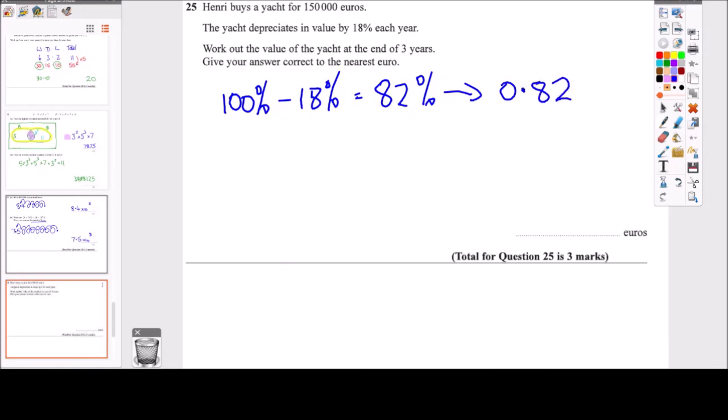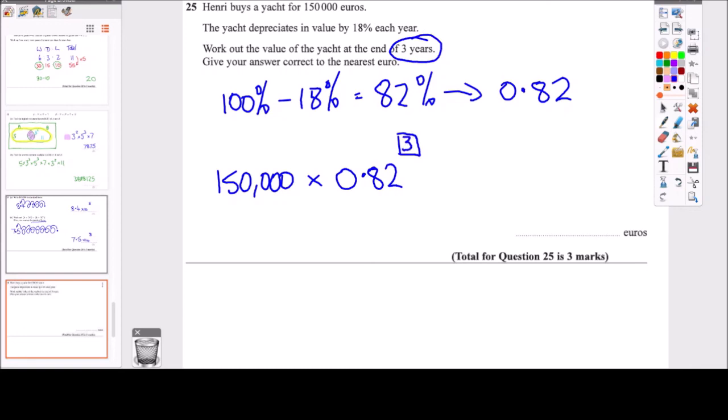Okay? The value at the start of the year multiplied by 0.82 would tell you what the value is at the end of the year, given it's depreciating by 18%. Now, you can just work it out at the end of year 1, then the end of year 2, then the end of year 3. But there is a quick way to go straight to the answer. So start off with how much you bought the yacht for. Multiply this by the multiplier. But the multiplier has to be to the power of the number of years in question, which is 3 years.